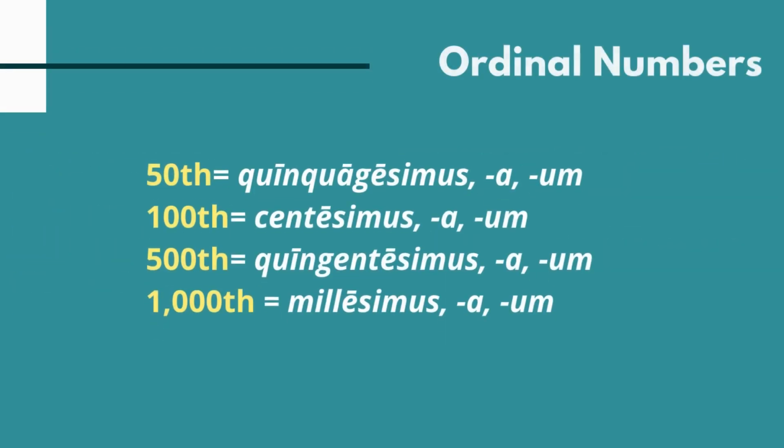And the last set we want to get is the numbers 50th, right? Quinquagesimus, 100th, which is centesimus, 500th, which is quingentesimus, right? And 1000th, which is millesimus. Okay, so they're all doing the same thing. They all have gender, right? Masculine, feminine, and neuter forms, and you're just using first and second declension adjective endings with them.